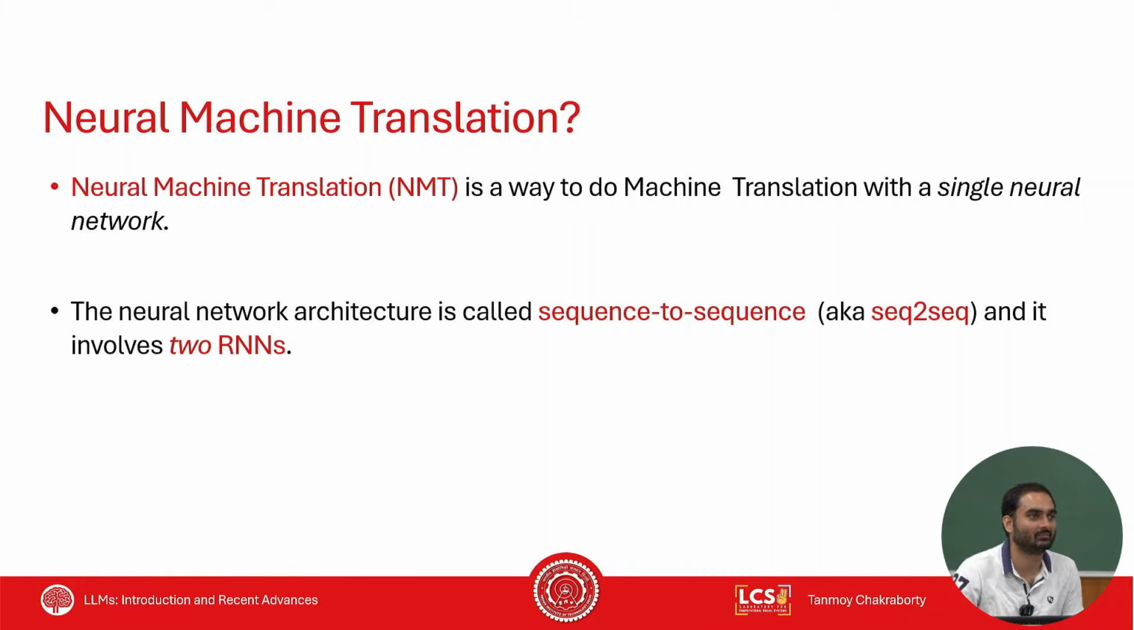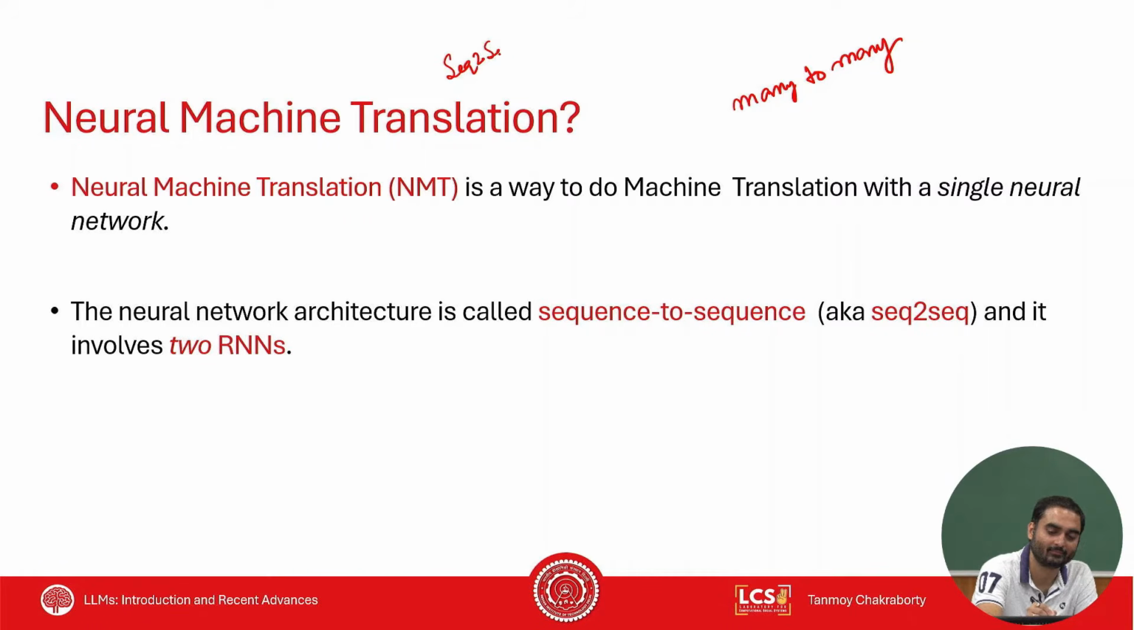It can be many to many, it can be many to one, it can be one to many and so on and so forth. Many to many sequence to sequence model. The term can also be abbreviated as seq to seq. Many to many seq to seq problems include summarization, dialogue. Many to one, what do you think? A many to one seq to seq problem can be classification.